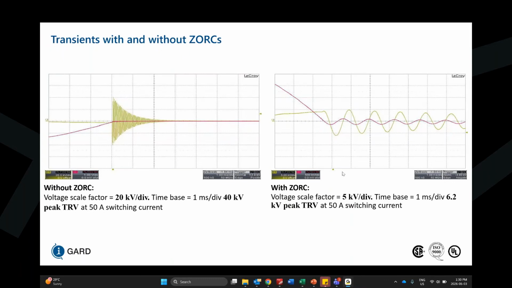Is this ZORC to help voltage sag issue? I don't think so, Andrew.